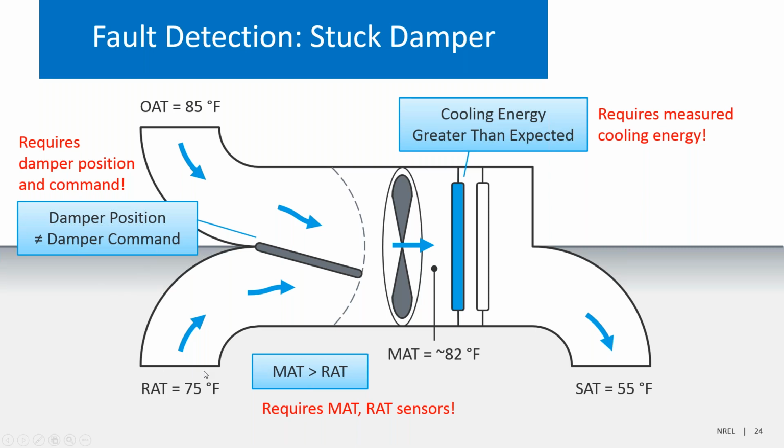In the case of the temperatures, it's fairly common to have both of these temperature measurements, but again, they may be in the control system. Maybe you don't have access to them. For the cooling energy, it's actually pretty uncommon that you would be metering just the cooling energy of that coil. It's not all that common for a rooftop unit or an air handler to have that measurement. So this creates a challenge.